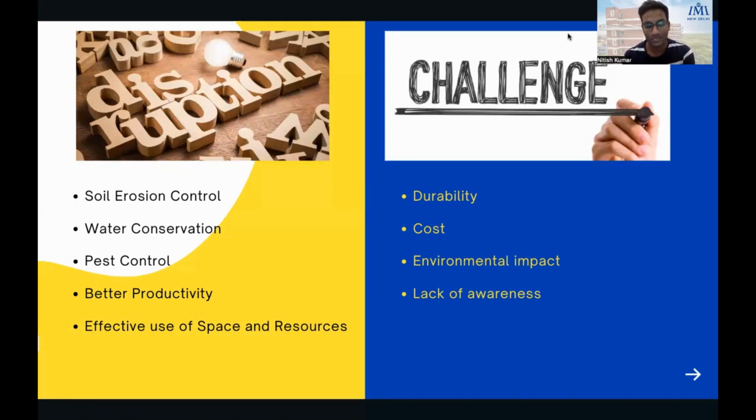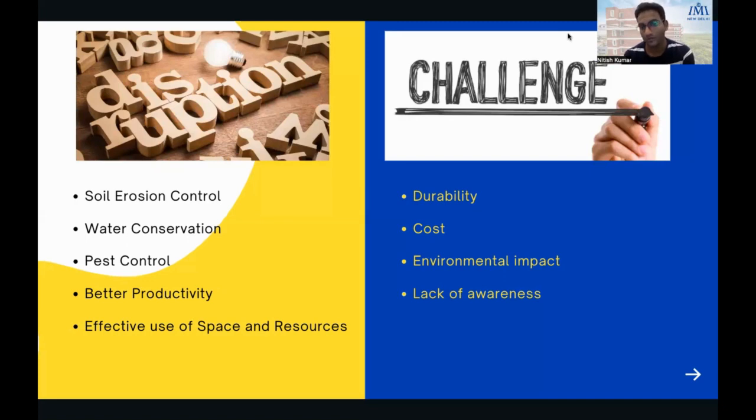Now, next is effective use of space and resources. Practices like vertical farming are innovative, and these innovative farming practices allow for the cultivation of crops in urban environments and in multi-level structures. So agrotech textiles play a critical role in these practices by providing necessary support and growing conditions for crops in these unique environments.